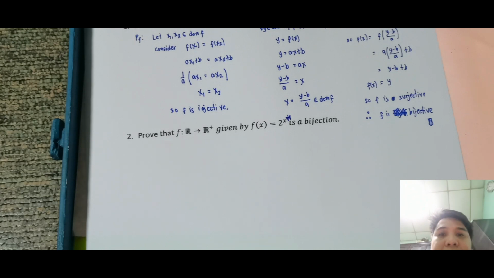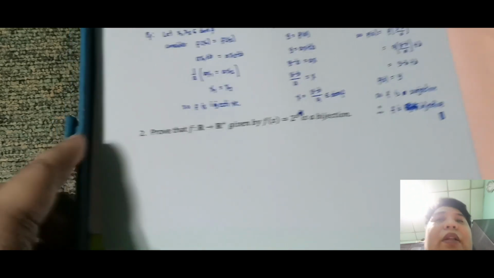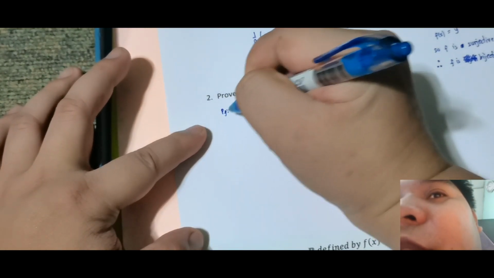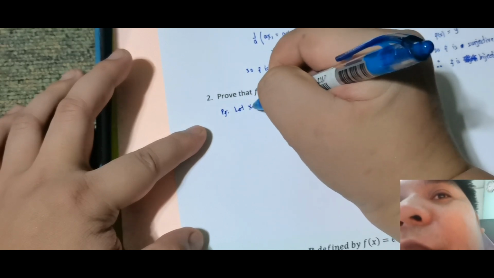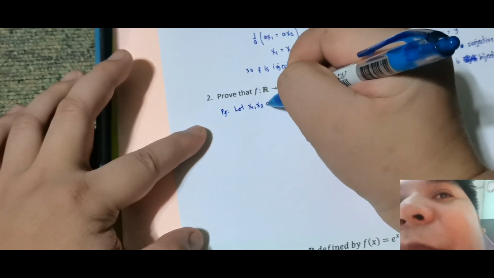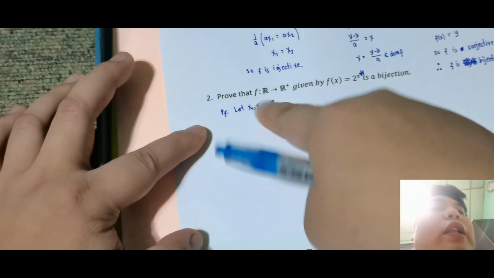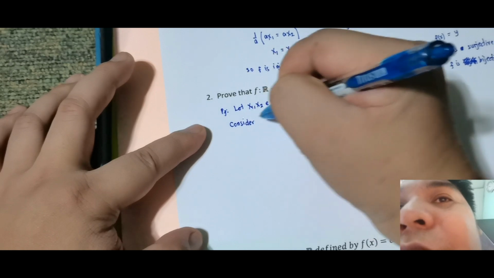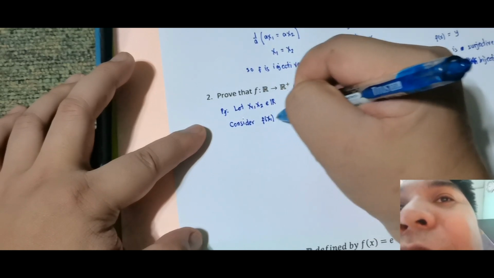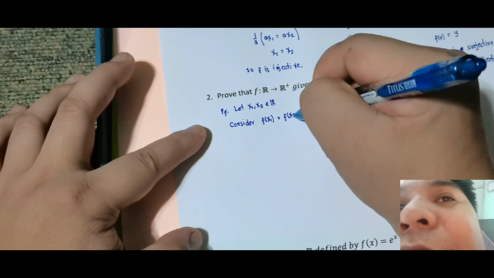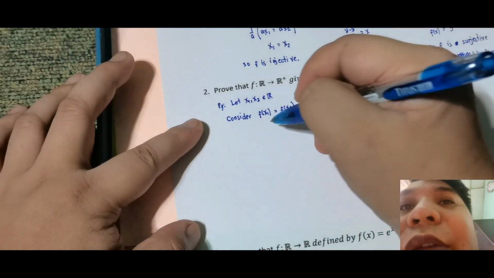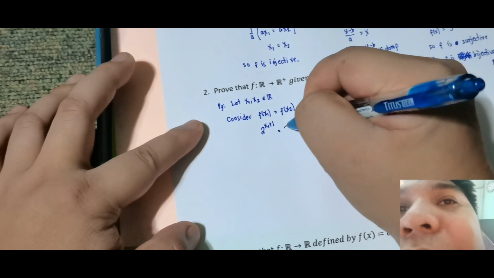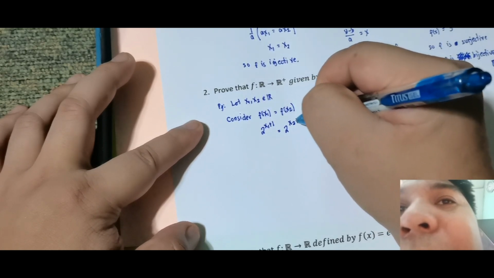Okay, so let's have this. f of x is equal to 2 raised to x plus 1. Proof. Let x sub 1 and x sub 2 be elements of the real numbers. Again, real numbers. Consider f of x sub 1 equals f of x sub 2, and that is 2 raised to x sub 1 plus 1 equal to 2 raised to x sub 2 plus 1.